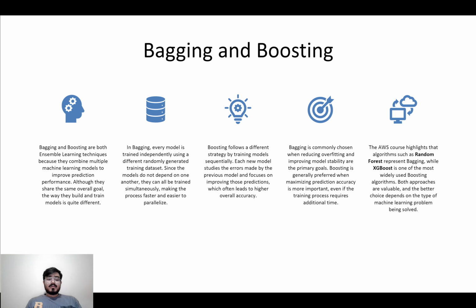Now that we have learned both techniques, let's compare them. Both bagging and boosting belong to ensemble learning because they improve prediction performance by combining multiple machine learning models. However, the way they create those models is different. In bagging, each model is trained independently using a different randomly generated training dataset. Since the models do not depend on each other, they can all be trained simultaneously. This makes bagging faster and well suited for parallel processing.